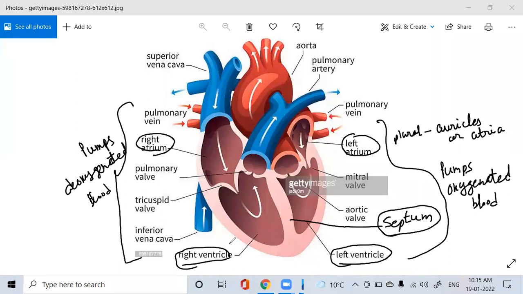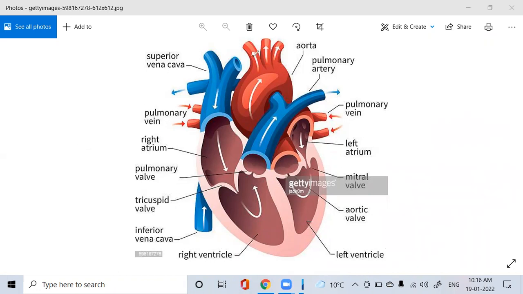So this is about the structure. You can see here the superior vena cava and pulmonary artery. Yesterday we discussed the pulmonary artery and pulmonary vein because they perform a function different from the normal artery and normal veins, right? So now, as you can see, the tricuspid valve is here, the mitral valve is here. We are going to discuss all of these one by one.